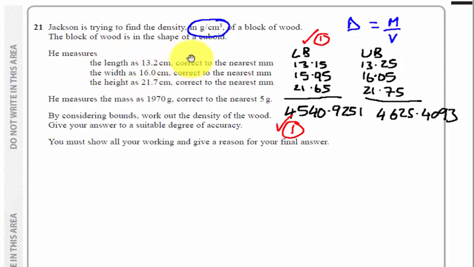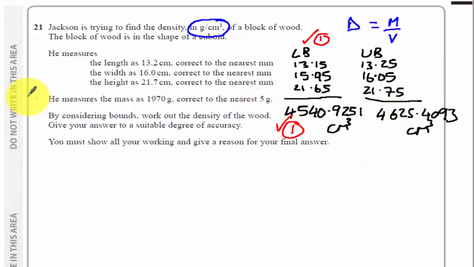This cuboid here has a minimum volume of 4,540.9251 centimetres cubed, and a maximum volume of 4,625.4093 centimetres cubed. The actual volume will lie in between. They are the two extremes.